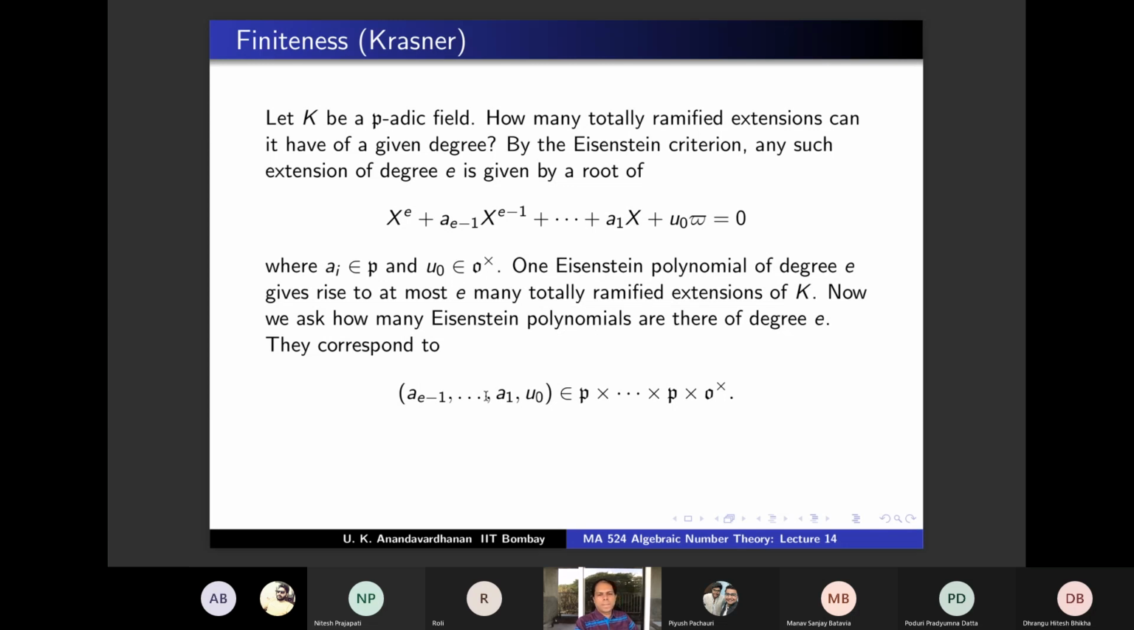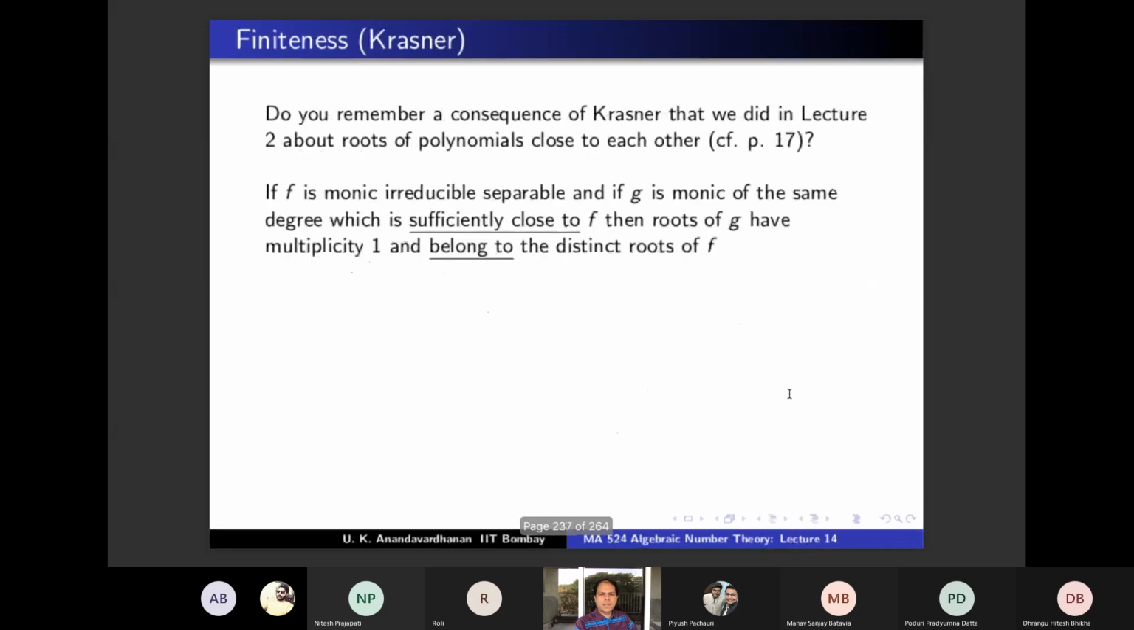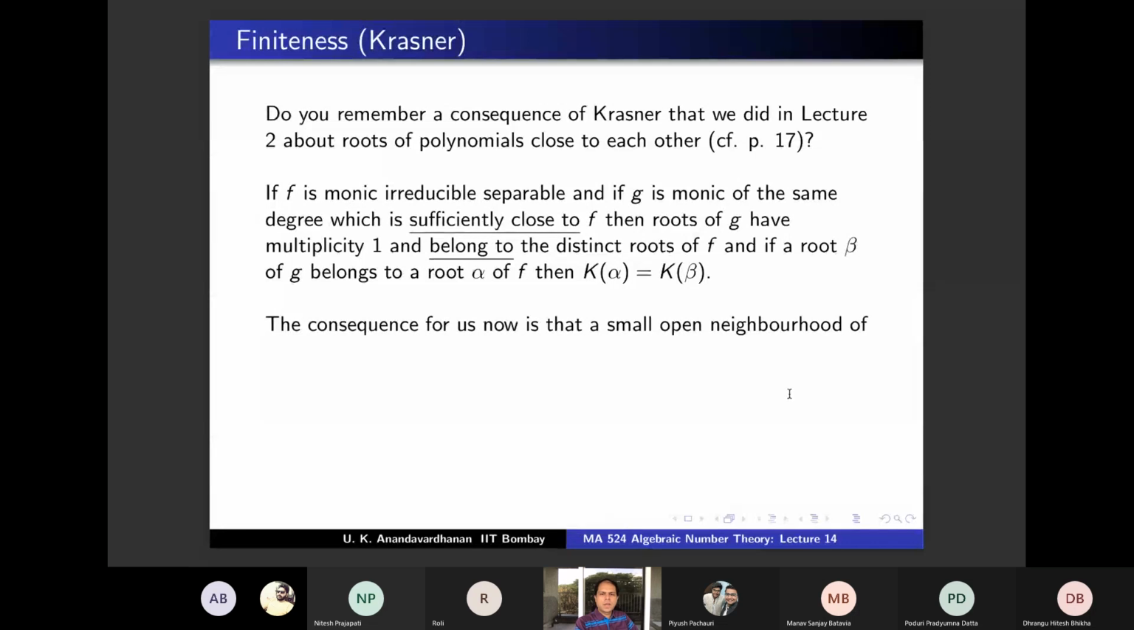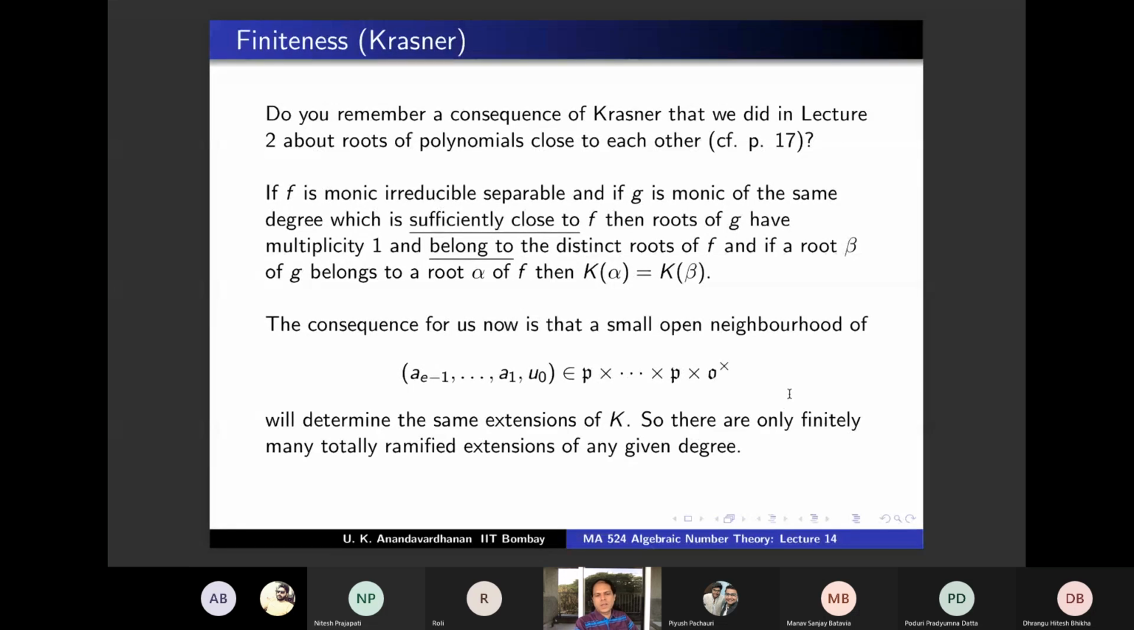But what do you know about such a thing? If you have this, and if you have an open neighborhood, and using that, if you cover this by translating, is that cover finite? You can always get a finite cover. If you take any open subset and using that, if you form a cover, you will get a finite subcover. Why? Because each of these is compact. Units is compact, P is compact, and the product in the product topology is compact. So because of compactness, compact by openness finite, the consequence for us is that a small open neighborhood of this point will determine the same extensions of K. So there are only finitely many totally ramified extensions of any given degree. This is because of topology, compact by openness finite.